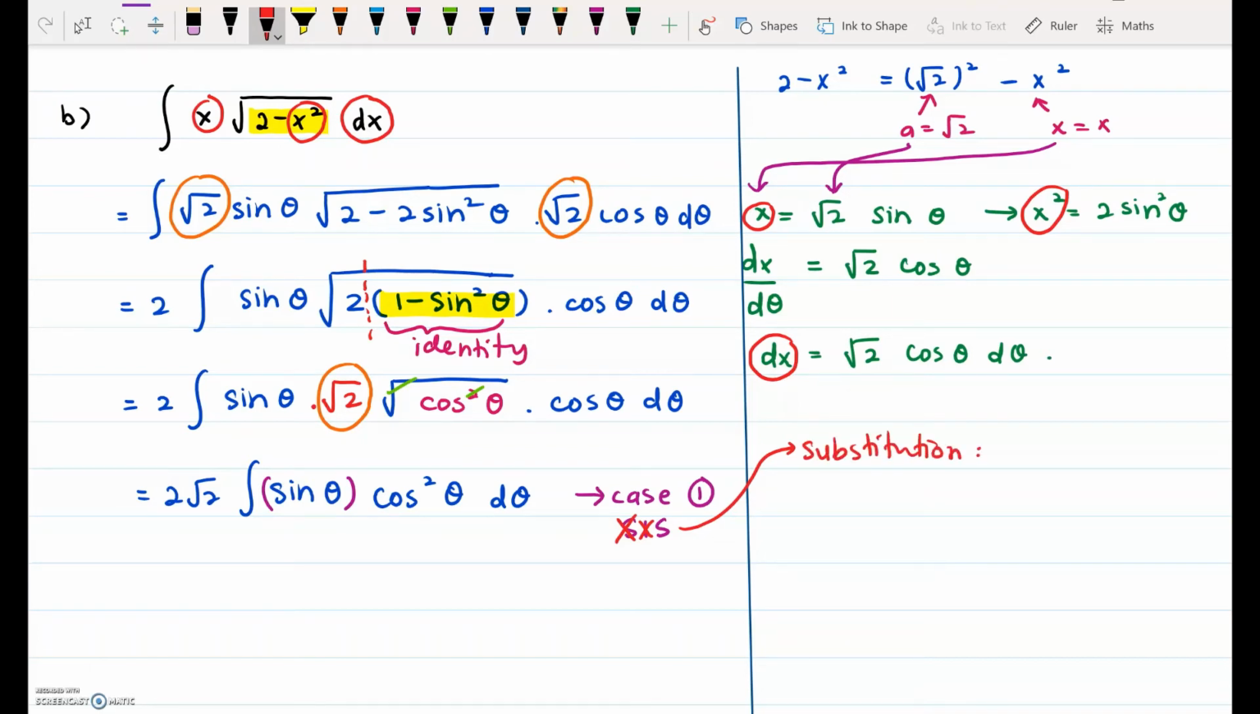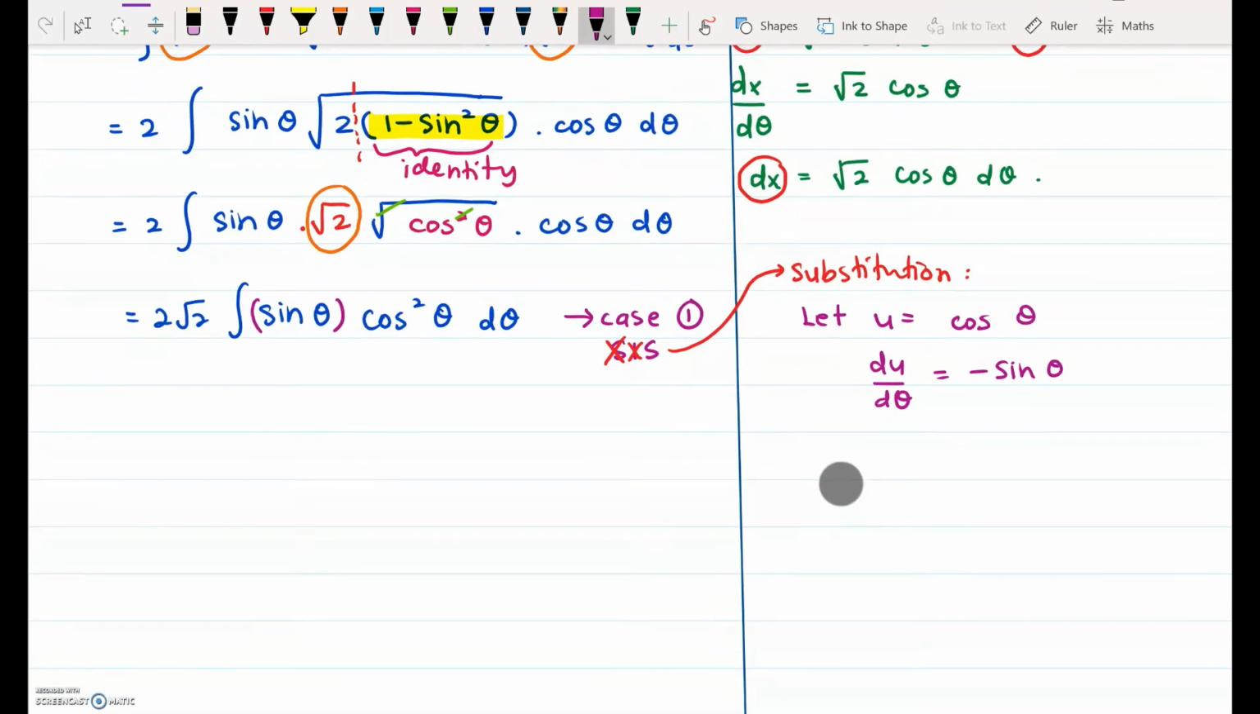Alright, so for substitution, you will let u be cos theta, right? Because we use case 1. Okay, and then du d theta is negative sine theta, and what will be your d theta? Your d theta will be the subject since we want to substitute in d theta. So we have d theta is du divided by negative of sine theta.